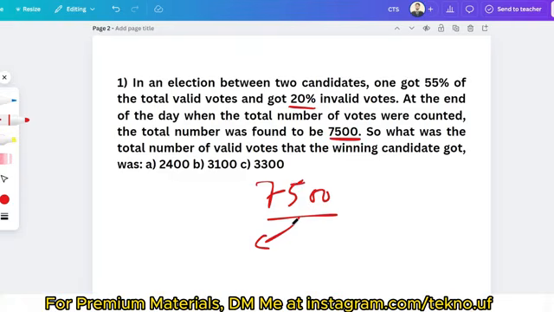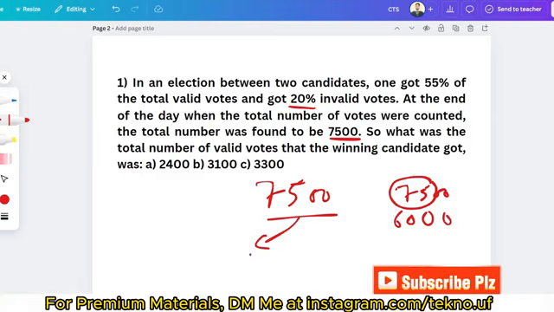So how to calculate the percentage in a shortcut way? 100% of this number is 7,500, right? So how to calculate 80% of this number? Just multiply this 75 by 8, and you will get that. 8 into 5 is 40, and 8 into 7 is 56, that becomes 60, right? So 6,000 votes is 80% of this number.